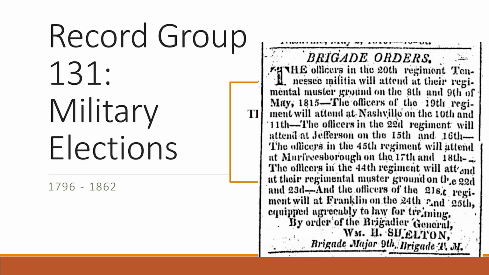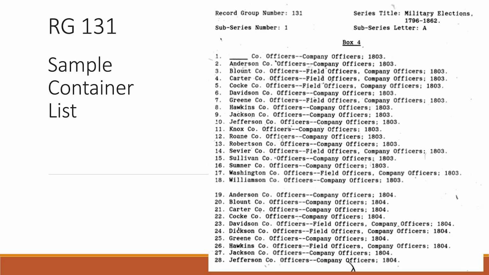And here's an example from a newspaper that tells us that the officers in the Tennessee militia had to meet at certain times. So what we're going to see here in record group 131 are the results of the elections. So these are county records that are not in the county. You can see an example here.